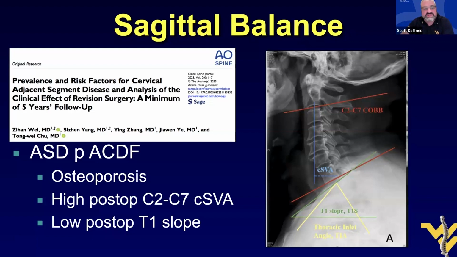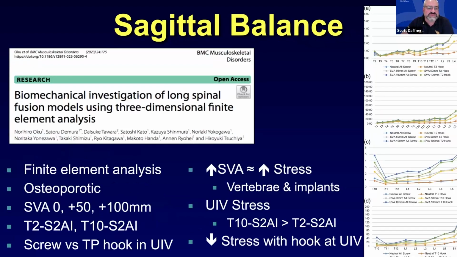But I thought this was interesting because they were looking at rates of adjacent segment degeneration. And obviously, if you're with a high post-op SVA and osteoporosis, that led to increased adjacent segment degeneration. More commonly, we're thinking of this in terms of deformity surgeries, and this was more of a biomechanical study. Again, looked at different situations with either sort of a perfectly neutral SVA, +5 or +10 millimeters. And they looked at 2 different constructs, either going from T2 to S2 or from T10 to S2, and then either using a pedicle screw or a transverse hook at the UIV.